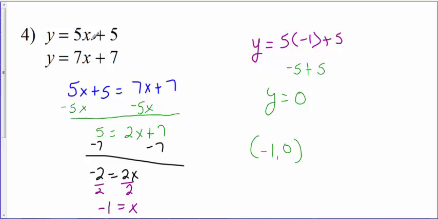That means if we were to graph these two lines, we would expect them to intersect at negative 1, 0. Meaning that negative 1, 0 is a solution, is a point on each one of these lines. This concludes part 2 of solving systems of equations by substitution.